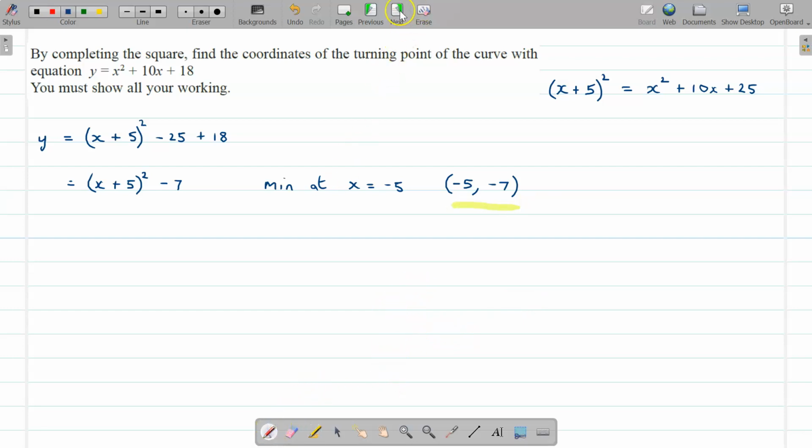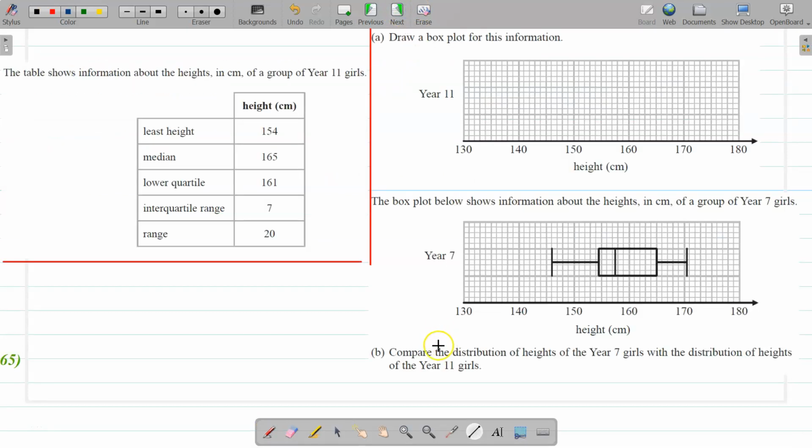Okay, and next question. This question is about box plots, and they give us one box plot, and it shows the information about the heights in centimetres of a group of Year 7 girls. And we've got to fill this box plot in for the heights of a group of Year 11 girls. We're given some information, but we need to be careful what we're given and use it properly. So the least height is 154. So that's at the bottom of the whisker. So it's 154. You must get this in the right place.